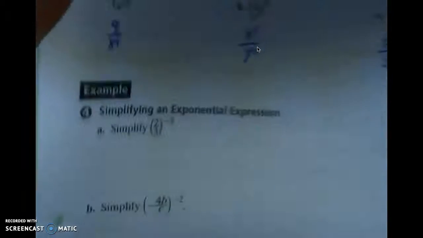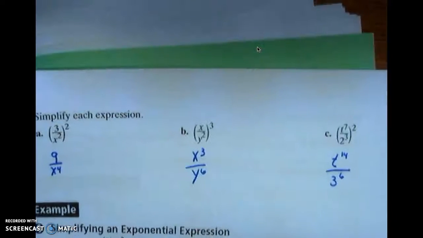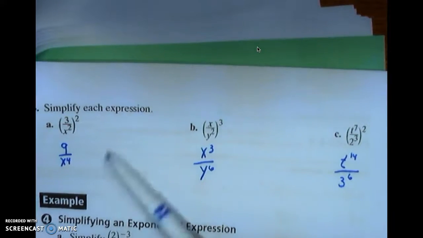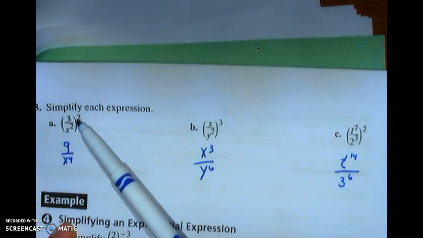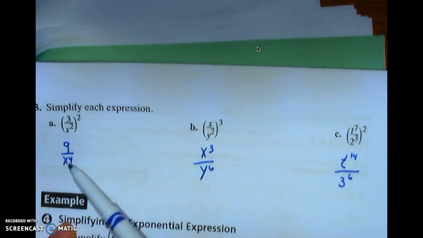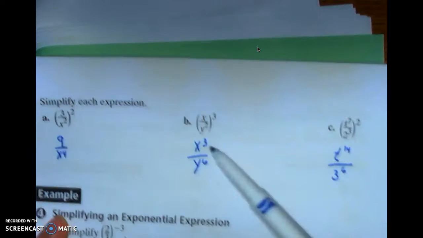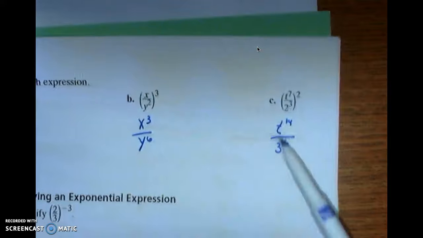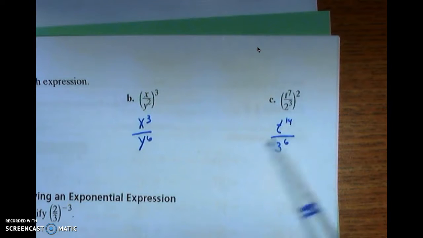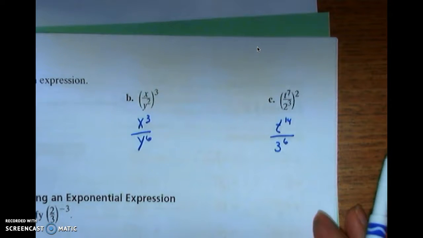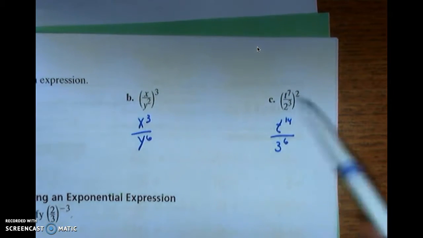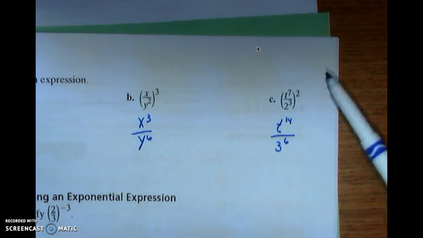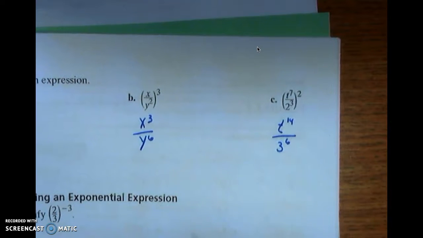Moving on to the third, again, fractional power, 9 over x to the 4th. Here we simplify this to x to the 3rd over y to the 6th. T to the 14th over 3 to the 6th. And I'm going to leave that just like that. Be careful that you're watching your signs, and as always, when in doubt, write it out.